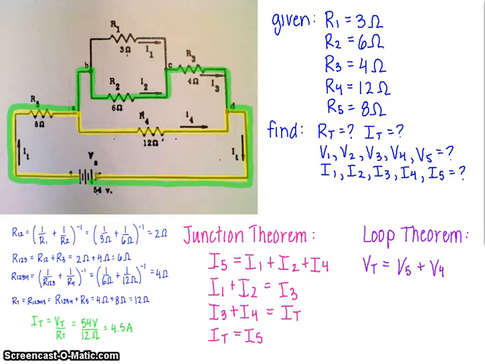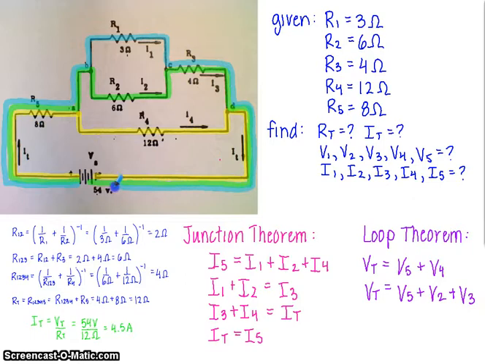And for that loop, again, the rise is the total voltage. Then we're coming down through resistor 5, resistor 2, and resistor 3. We've got a third path of conduction through resistor 5, through resistor 1, and all the way back to the battery.